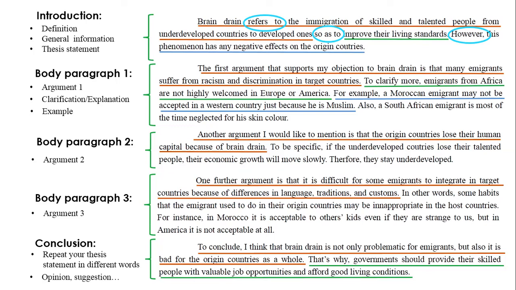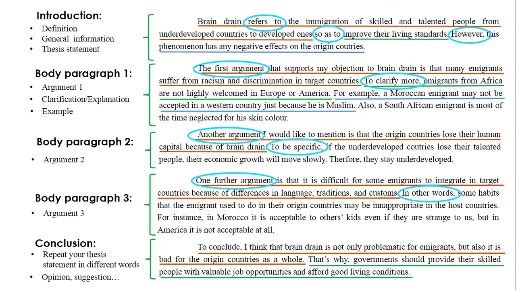I use linking words of concession, for example, however. Then in the paragraph number 1, number 2, number 3, I use a certain structure, a certain sentence to introduce my arguments, which are excellent. Yes, we have the first argument, the second or another argument, and one further argument. These are some phrases used to introduce arguments in the essay. Plus what? Plus linking words to clarify. As I introduce an argument, I have to clarify it.